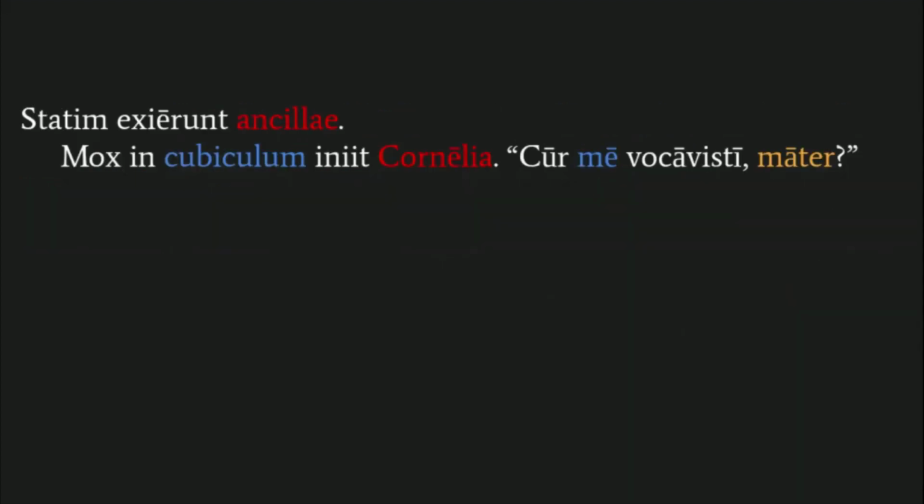So now we can continue on, and we have "Statim exierunt ancillae." So statim, immediately, the ancillae, there's my subject, the slave women, the two of them, exierunt, perfect tense, they exited, they left, right? Exi is the third principal part of exire, to go out, and the erunt ending gives it away as being perfect third person plural. So they left, right? Immediately they left.